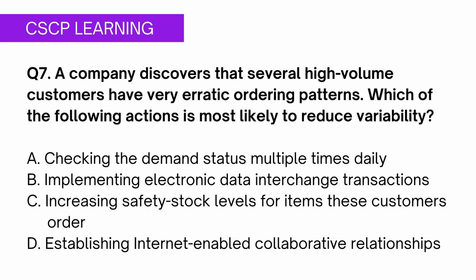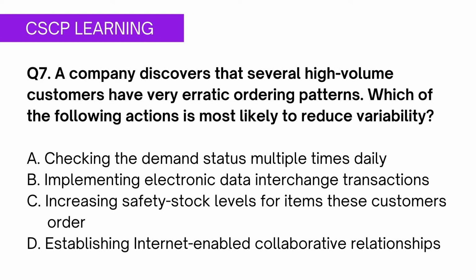Let's see what we have in option C. Increasing safety stock levels for items these customers order. Increasing safety stocks can be a possible way out for this problem, but it is not a wise choice, since you have to block a certain amount of capital in maintaining safety stocks. Secondly, you cannot predict the level of safety stocks either, when demand volume is high and ordering pattern is erratic. Therefore, this is not the permanent solution to reduce the variability. What if a bread buyer appears someday and asks for 300 loaves of bread? Even if you have kept 100 loaves of bread in safety stock, you still cannot meet his demand of 300 loaves of bread. So this is not the correct choice too.